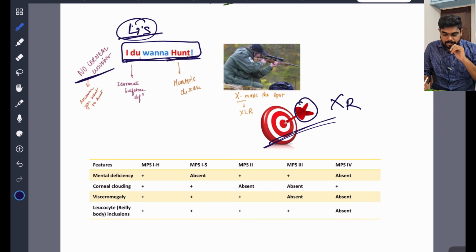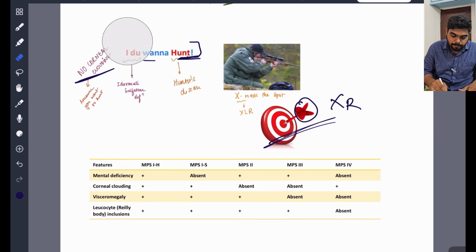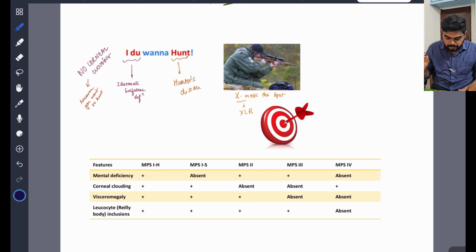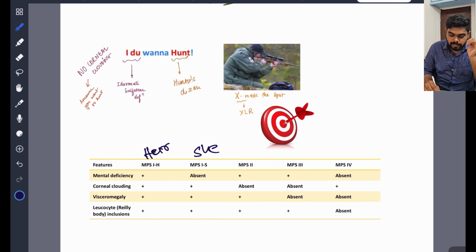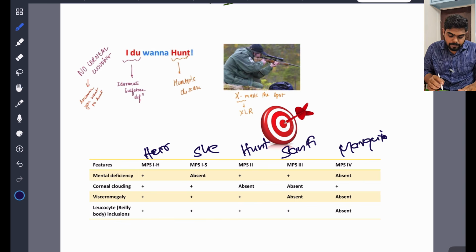So that is all. Now we will see the comparison, then we will summarize. So mental deficiency. MPS 1 is Hurler, H for Hurler, S for Scheie. 2 is Hunter, 3 is Sanfilippo, 4 is Morquio, whichever way we say it. So now we see mental deficiency.